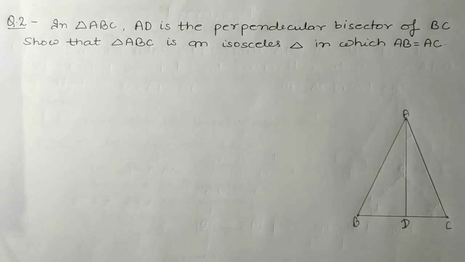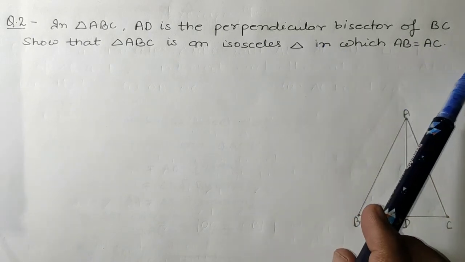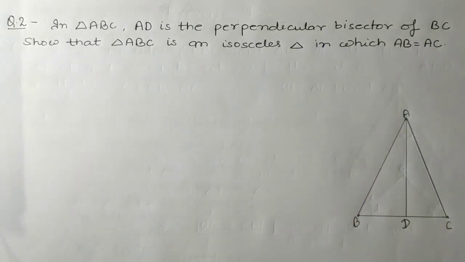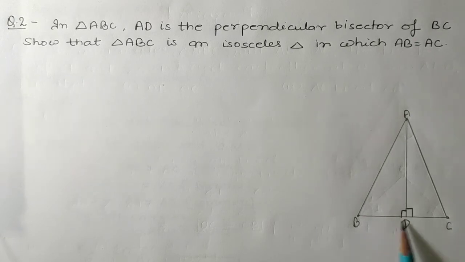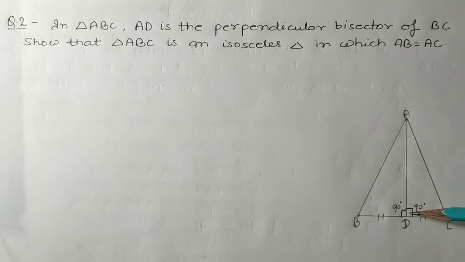Coming to the second question, students, the question is, in triangle ABC, AD is the perpendicular bisector of BC. So as I have told you earlier, what is a perpendicular bisector? This side AD is perpendicular bisector, means it will be perpendicular to the side BC, means this is 90 degree and this angle will also be 90 degree. Okay, and bisector means the side BD will be equal to the side CD. Okay, these two parts are equal. So in this question it is given that AD is perpendicular bisector. So here we can see that these two angles are 90 degree, and this part is equal to this part.